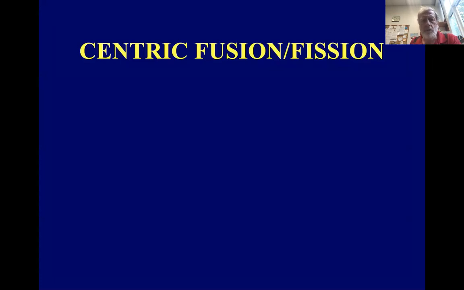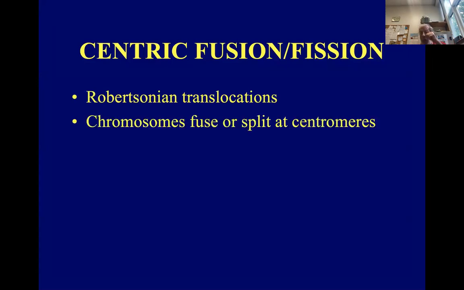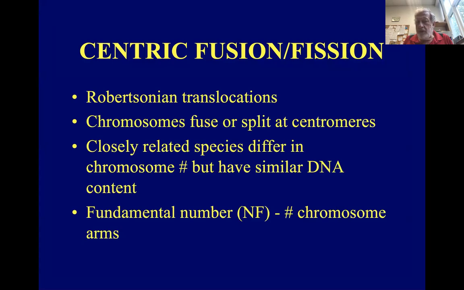And sometimes chromosomes will fuse or split at the centromeres. These are called Robertsonian translocations. And we can end up with closely related species that differ in chromosome number but have similar DNA content. And so we count the number of chromosome arms in the karyotype and compare that, and that's a good way to compare these things, what's called the fundamental number.